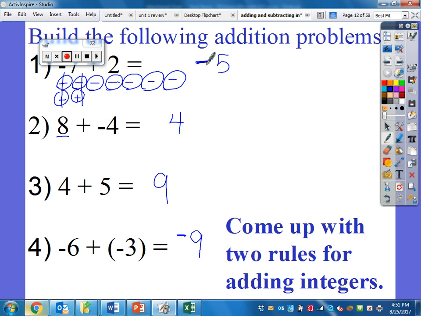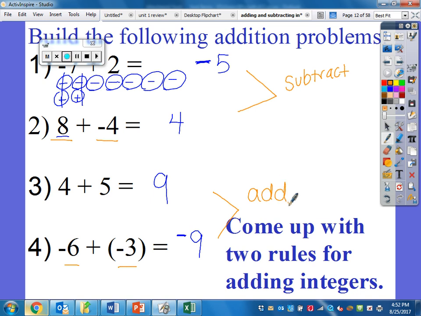Now in class, we did the integer chips and we also talked about the rules. The findings that we came up with for the rules were: if the 2 numbers that you're adding together have different signs, you're going to subtract. For example, that was a positive 8 and a negative 4. So with different signs, you subtract the numbers. Now for numbers 3 and 4, they had the same sign. Negative 6 is negative and negative 3 is negative. They both were red chips in our models. If the 2 numbers have the same sign, then you add the numbers together.